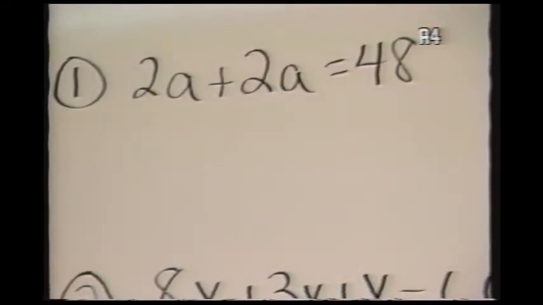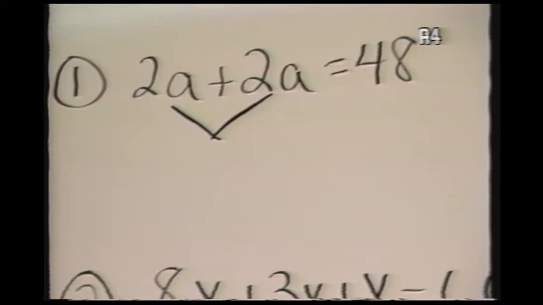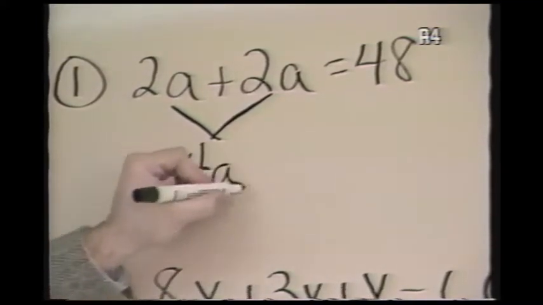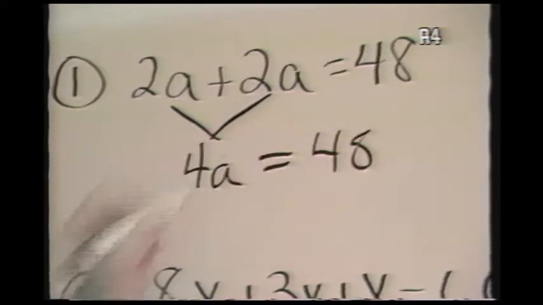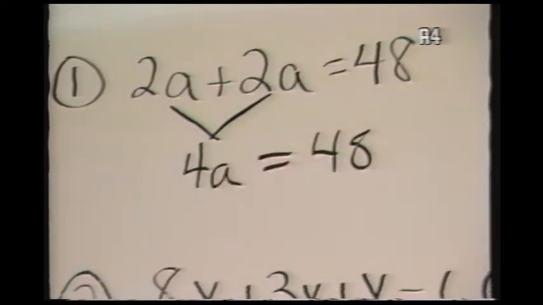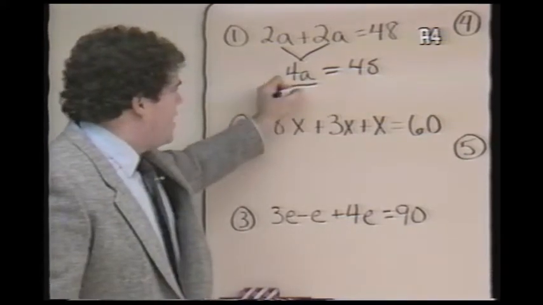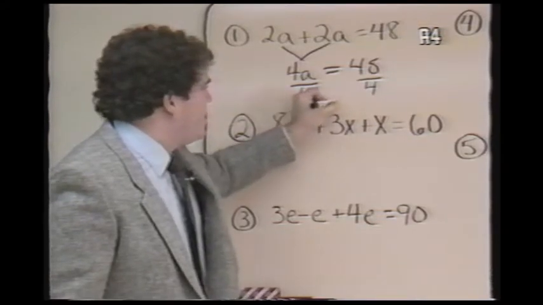Problem number 1. 2a plus 2a equals 48. Now, these 2 terms, 2a and 2a, can be combined, and they equal 4a. Combining them and setting them equal to 48, we get 4a equals 48. I now divide each side by 4, and we find that a equals 12.